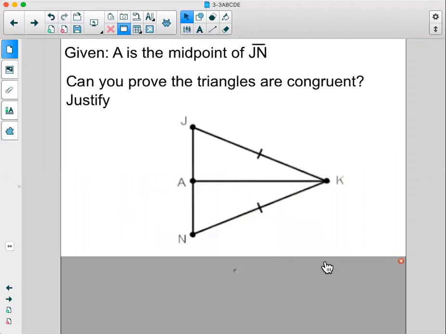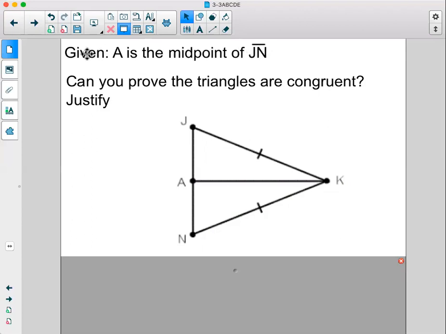So here's an example of how you'd use it. When you're asked the question, hey, can you prove these 2 triangles are congruent? Can you prove JAK, this triangle's congruent to NAK? Well, there are 2 things you have to do to start with. You have to first look at the given information, and the given information can be given to you in 2 different places. You can be given information in a sentence.